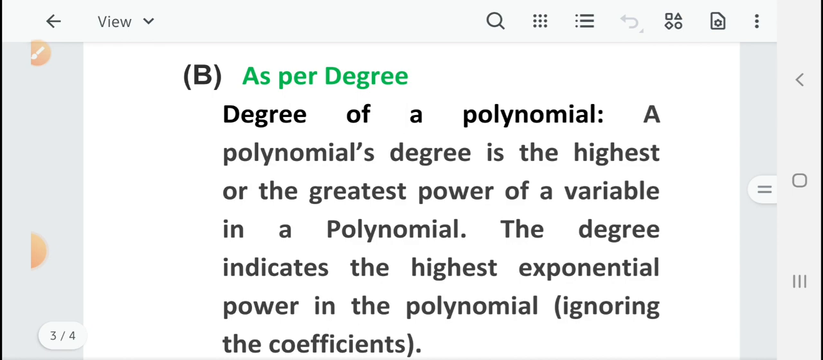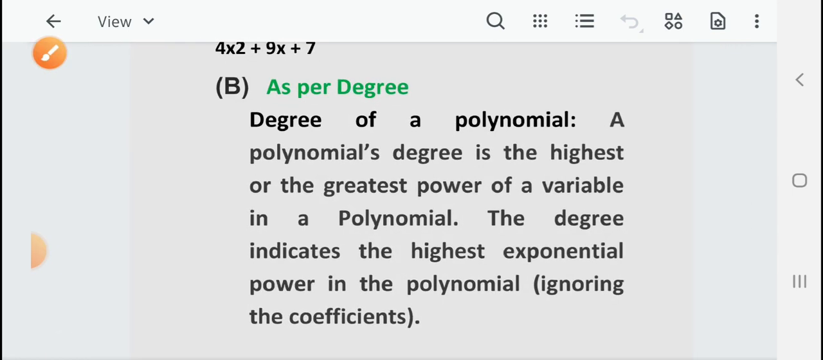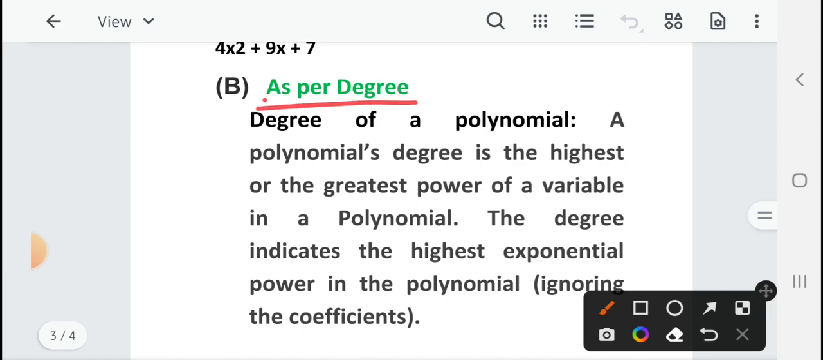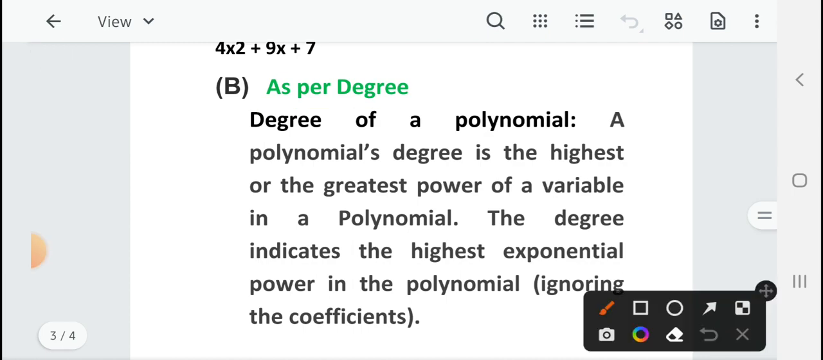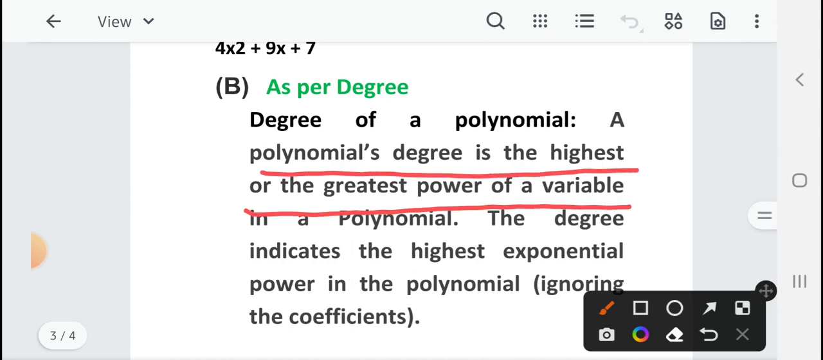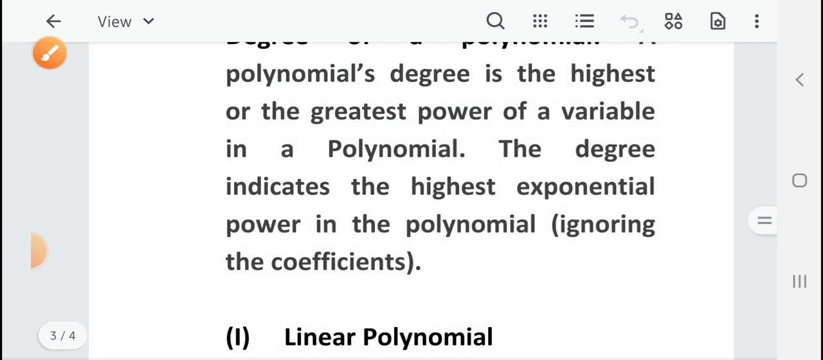Then as per degree, let us remind what is the degree of a polynomial. We have discussed in class 9 also that the degree of a polynomial is the highest or the greatest power of a variable in a polynomial. Remind these things. Okay, only you have to see the greatest power of the variable. So let's revise this concept.